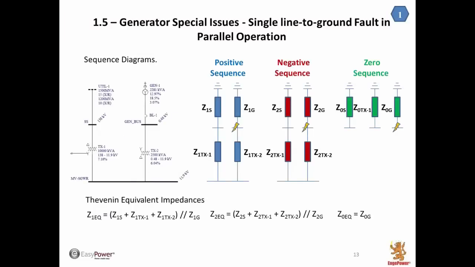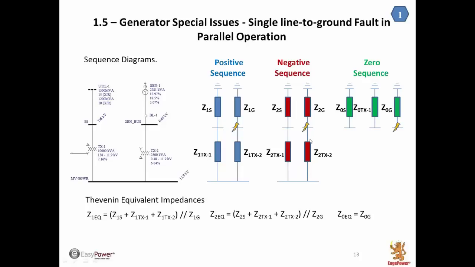Now we are going to put the generator in parallel with the utility. In this new situation, we are going to have the sum of these 3 impedances, because we are going to have the contribution from the utility to the point of the fault and the generator contribution as well. So these 3 impedances are series connected and in parallel with the generator impedance for the positive sequence and negative sequence circuits. For zero sequence circuit, due to the fact we have a delta transformer here, I don't have zero sequence contribution from the utility, so I'm going to have just a contribution from the generator.